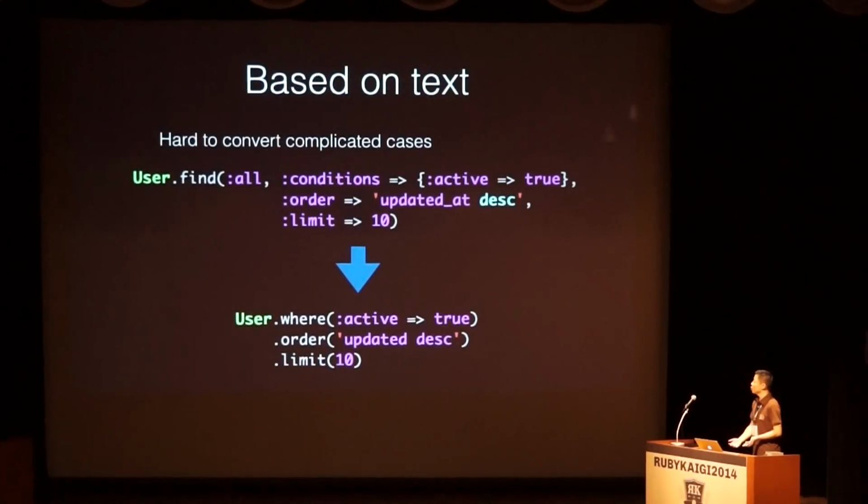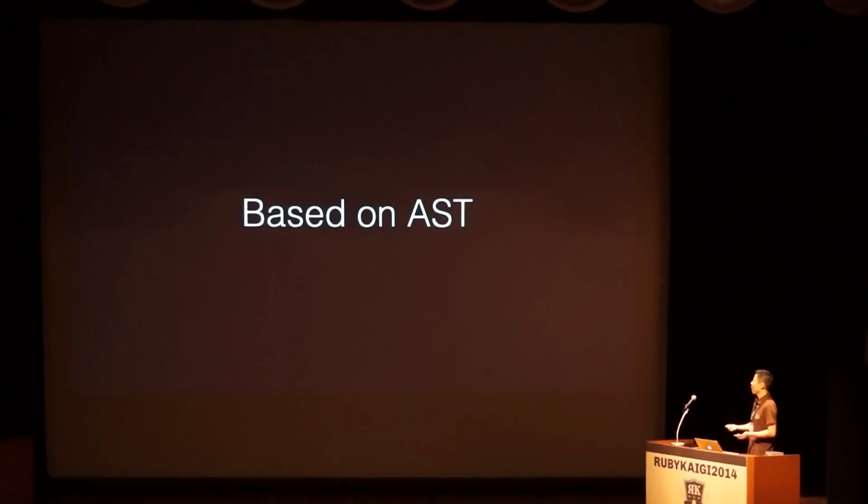And it's also hard to convert complicated cases. Like User.find is the Rails 2 style query, and User.where is the Rails 3 query. Do you think you can convert from the Rails 2 query style to the Rails 3 query style just based on text? I think it's very, very difficult. So we found another solution. We can change the code based on AST.